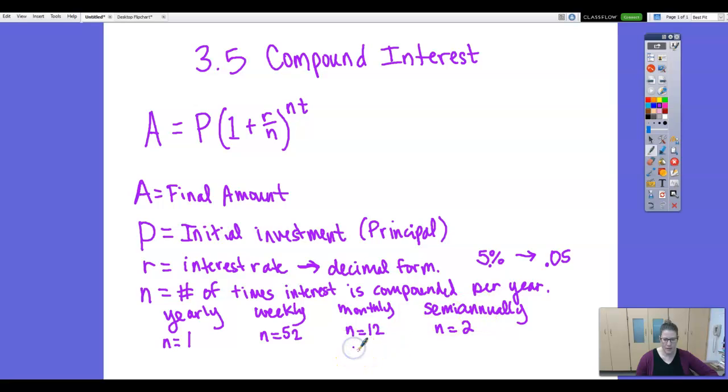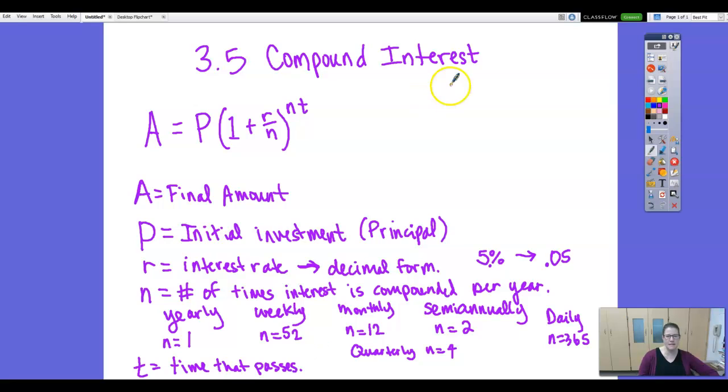Quarterly would happen 4 times per year, so N would be equal to 4. If it compounded daily, N would be 365. So that's just the number of times per year the interest is compounded. And then T is equal to the time that goes by. So if I want to know what my balance is after 5 years, if I'm earning interest, I would put T equal to 5. So it's the time that passes.